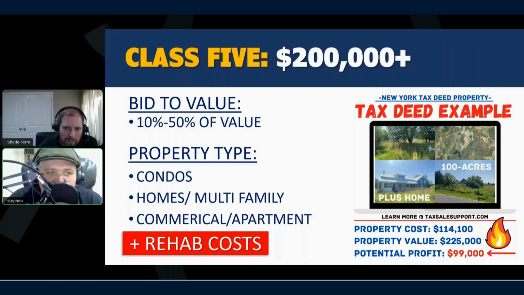Then we start stage 2 due diligence, which is really researching the title. Class 5, we would say your property is valued over 200,000, and we can pay upwards of 50%. You might even be able to pay a little higher than that, maybe 55%, to win a property. It could be worth it.